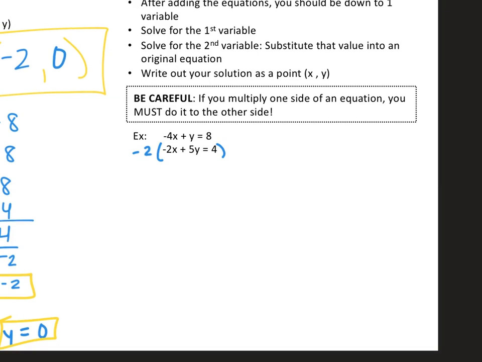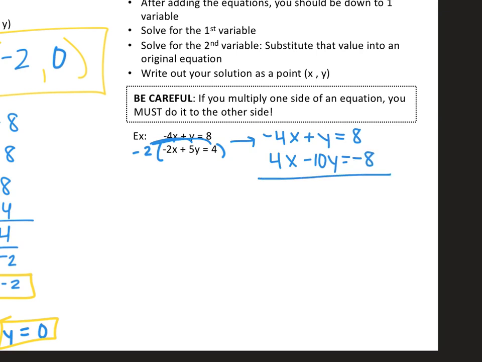So first we're going to rewrite our first equation because we're not multiplying that. We're going to leave it alone. And now we're going to go through and do this second equation. We're going to distribute that negative 2 out. So we get negative 2 times negative 2x is a positive 4x. We do negative 2 times positive 5y is negative 10y. And then negative 2 times positive 4 is negative 8.